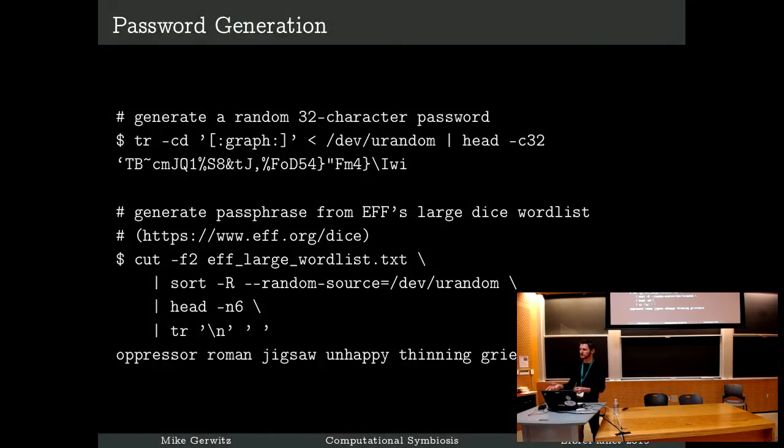Because you're normally supposed to use dice, roll the dice. The first column has numbers in it to associate it with the dice you rolled. But we don't need dice if we have tools that can do it for us. So we take the second column, which is only the word list, we pipe it to sort, and tell it to permute it randomly using /dev/urandom, like we did up here. And then EFF recommends using at least six words.